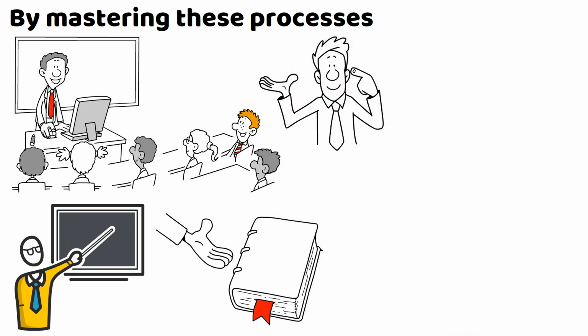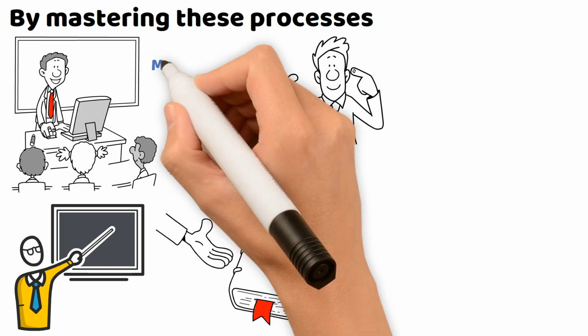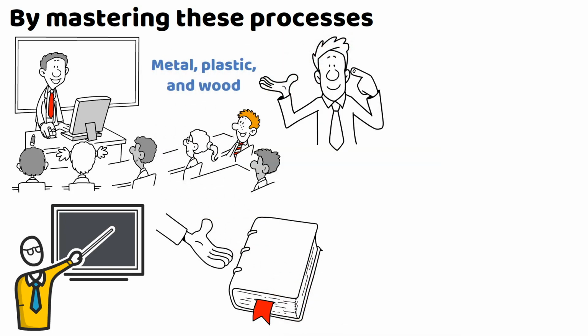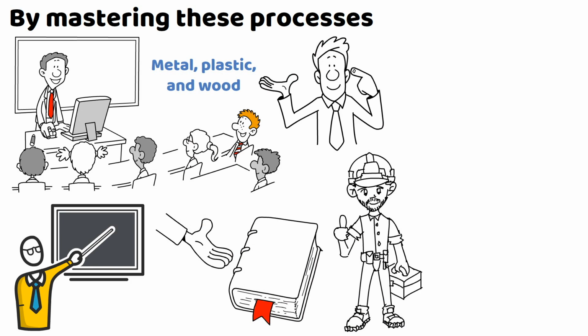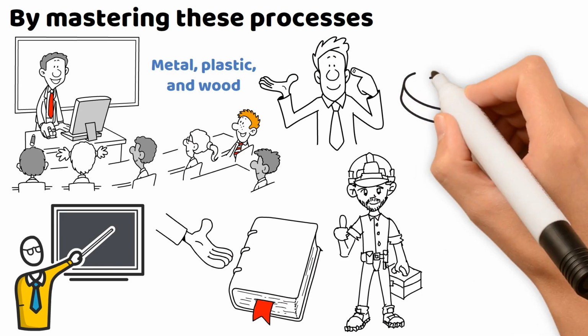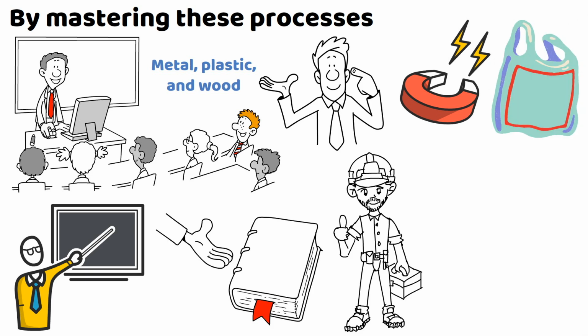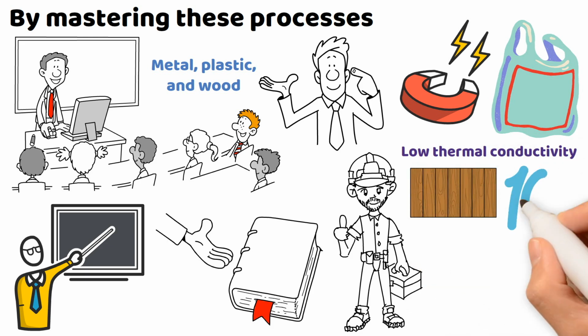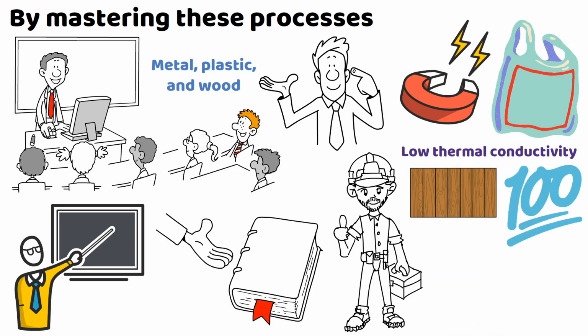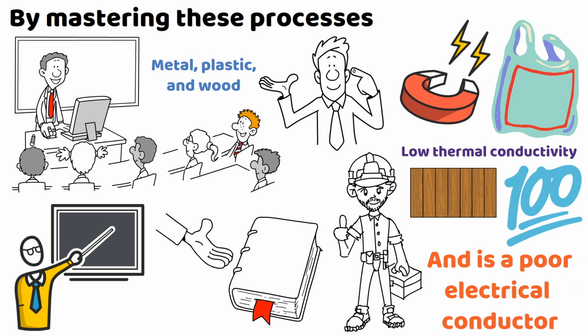Understanding the relationships and uses of materials like metal, plastic, and wood will help you effectively convey engineering concepts to your students. Metal is known for its high thermal and electrical conductivity, but is often heavy. Plastic, while generally flexible and with low thermal conductivity, offers varying durability. Wood, excellent for structures, provides variable strength and is a poor electrical conductor.